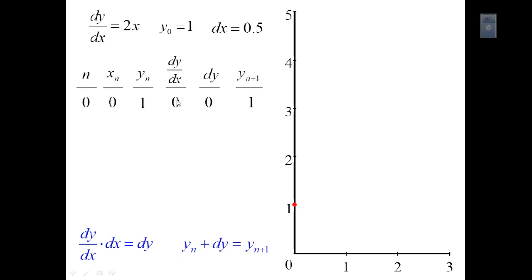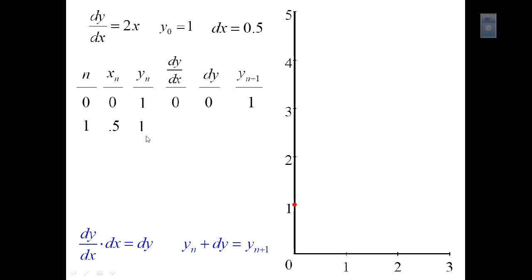So in this case, 1 plus 0 gives me 1. So this is the y value for the next point. Well, what's the x value for the next point? Each time, x plus dx is going to give me 0.5 here and a 1 there. So after the first iteration, we had the point 0.5, 1. And then we just go through the exact same process all over again.